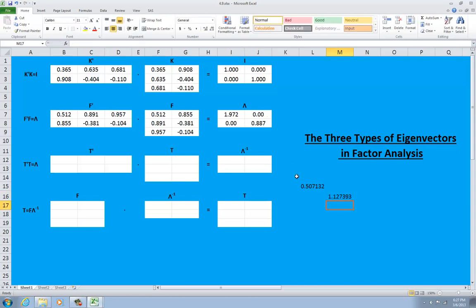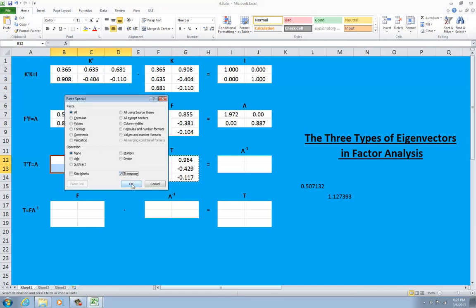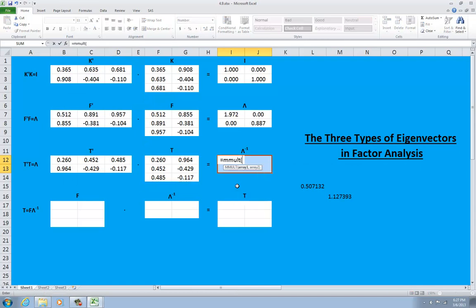And we get 1.127. Now, this T matrix, in fact, has the following values. It has 0.260, 0.964, then we have 0.452, negative 0.429, and on the last row, 0.485 and negative 0.117. So we can take the transpose of that and put it here as well. Let's do matrix multiplication and see if we come out with these values I have to the right for the reciprocal of the eigenvalues. And in fact we do.